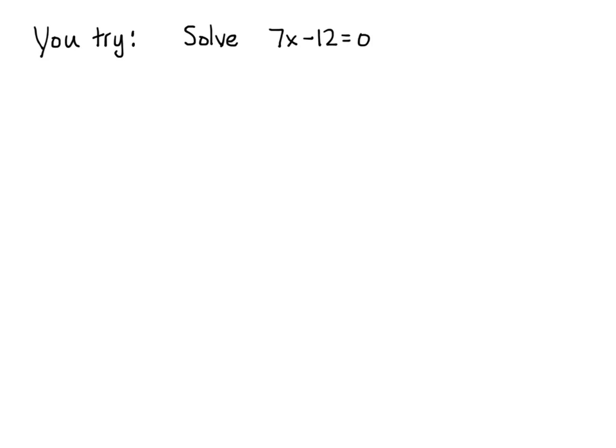Okay, anybody want to describe what they did? Yes, add 12 to both sides, okay, and then you have 7x equals 12, and then you divide by 7, so you have x equals 12 over 7. Okay, very good. And if I write all those things out the long way, this is what I get.